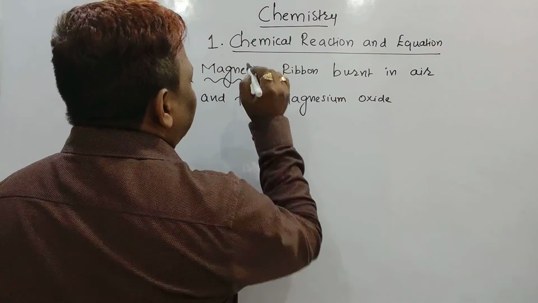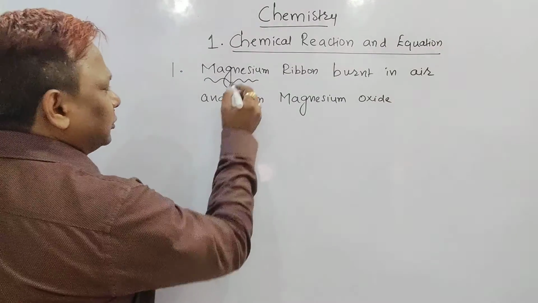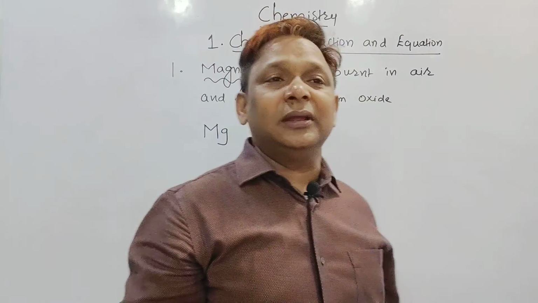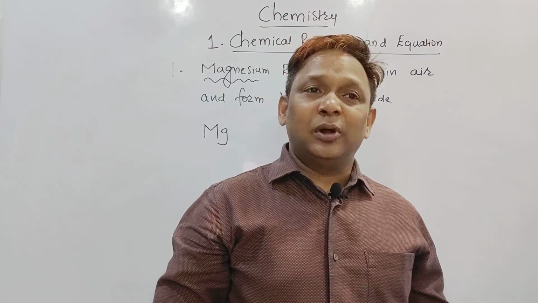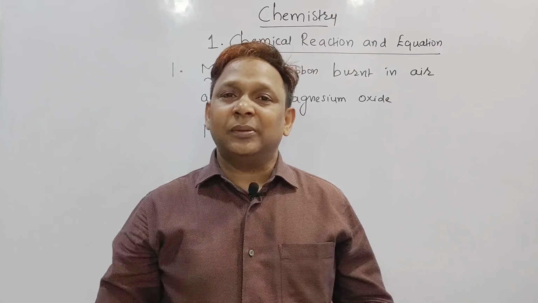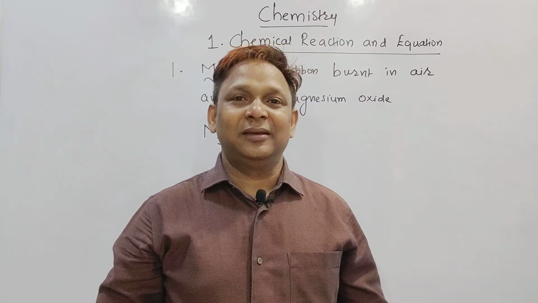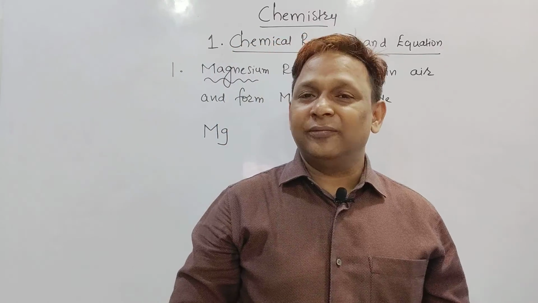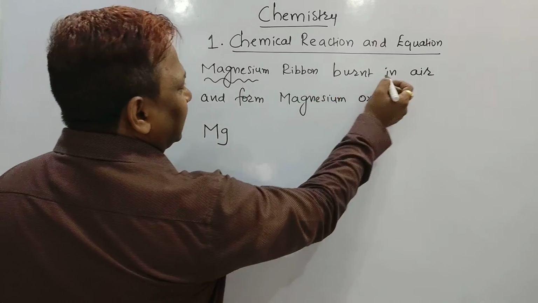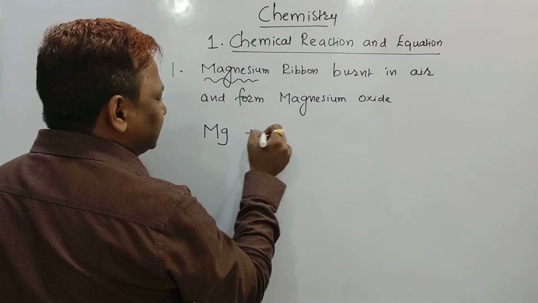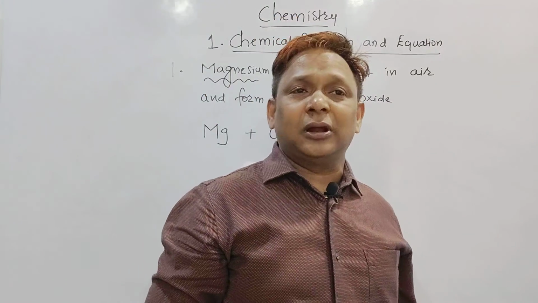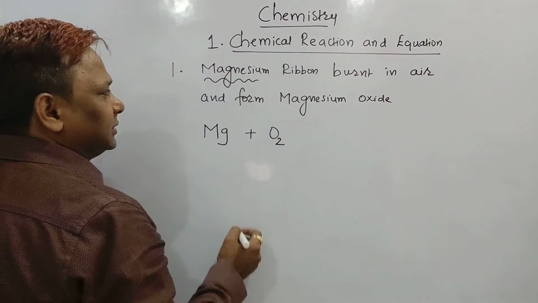Magnesium. What is the symbol of magnesium? We know the magnesium symbol is Mg. These are all things we learned in our 9th class, that is, symbols of the elements. Symbol of magnesium is Mg, symbol of carbon is C, sodium is Na, phosphorus P, sulfur S and so on. So magnesium means Mg. Burned in air. Air means obviously oxygen is there, because atmospheric air contains oxygen and carbon dioxide.